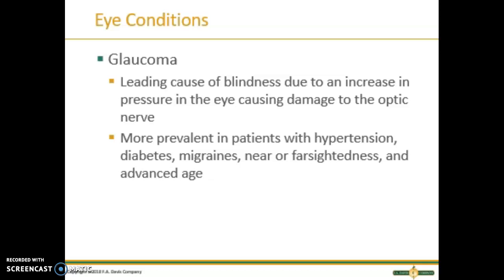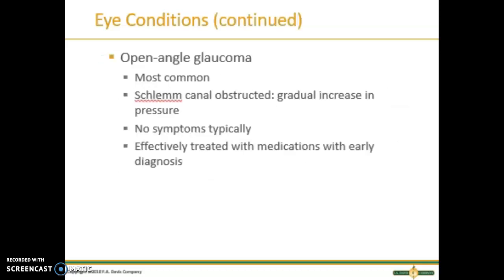Glaucoma is the leading cause of blindness, and it typically involves an increase in the IOP that causes optic nerve damage. The most common type of glaucoma is primary open angle glaucoma, and it is effectively treated with ophthalmic drops.